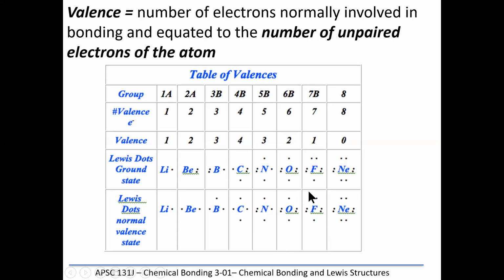Fluorine has 7 electrons in its outer shell, and it pairs up 6 of them, and we have a single electron available for bonding. And something like neon has a valence of 0 because there are no electrons available for bonding under normal circumstances.